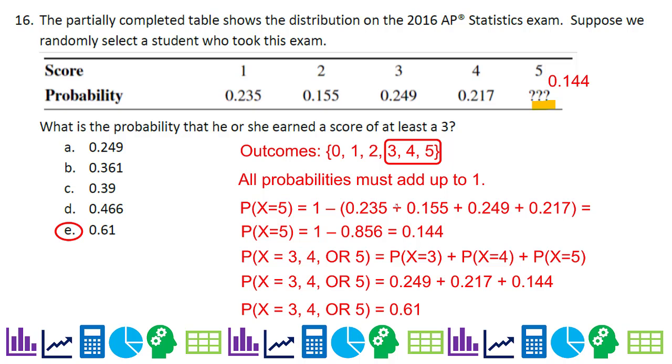So not a tricky question. You just had to make sure that you filled in that missing value and then added up the appropriate values. Personally, big tip, I strongly recommend when you have multiple outcomes like this, show the whole sample space and then highlight what you're interested in so you know what you're dealing with. Hope that helps.